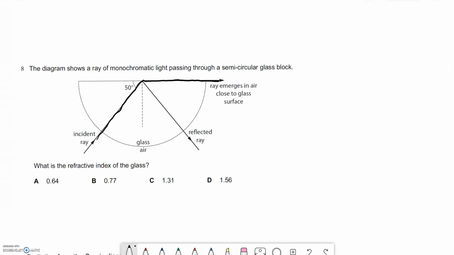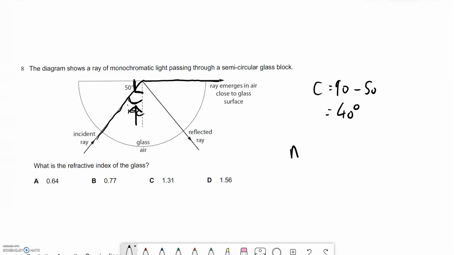Now you've got to remember this is a special case, and this is when this angle here, the angle of incidence, is equal to the critical angle. So in this case, the critical angle is going to be 90 minus 50, given that this area here is a right angle, so 90 minus 50 to get this angle here. So that will be 40 degrees. So we know the critical angle is 40.